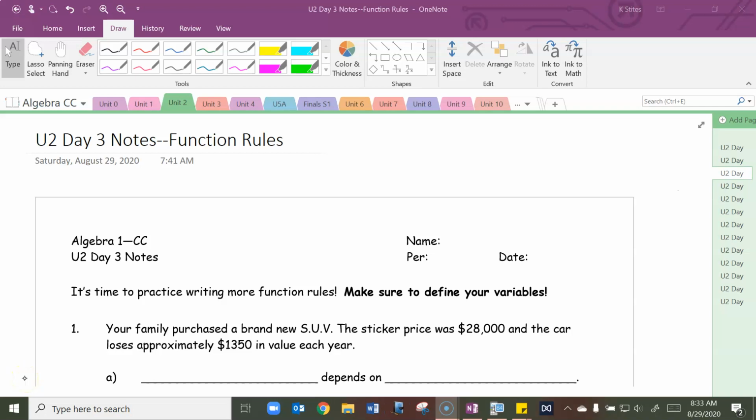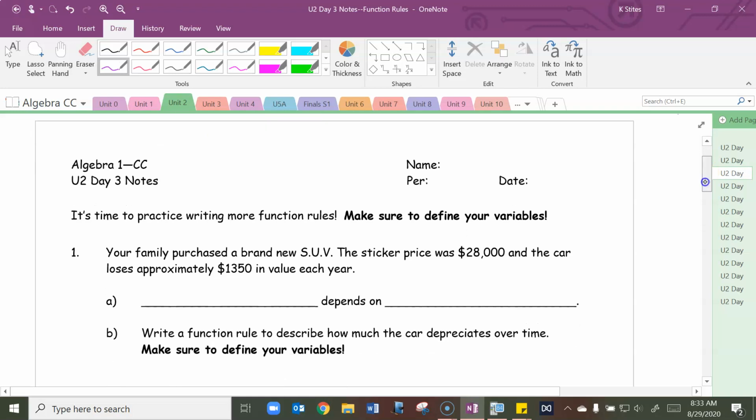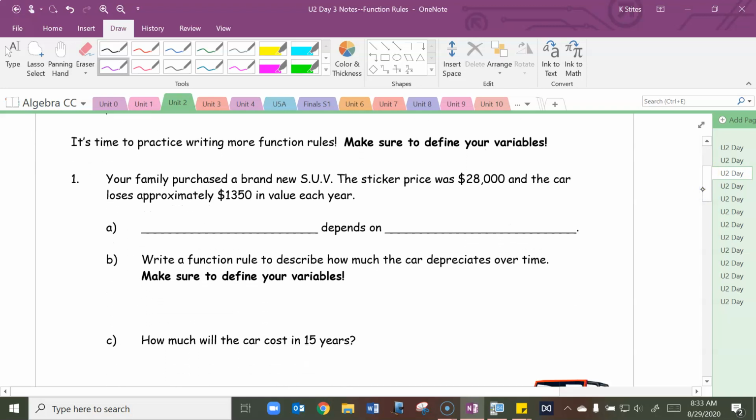Hello, Algebra 1. Today we are going to do more practice writing function rules. We want to make sure that we always define our variables, which means we are saying what each of our variables represents. So in our first situation, your family purchased a brand new SUV. The sticker price was $28,000 and the car loses approximately $13.50 in value each year. That just means that the car is not going to be worth as much each year.